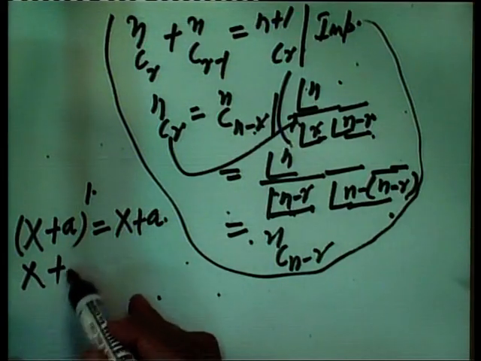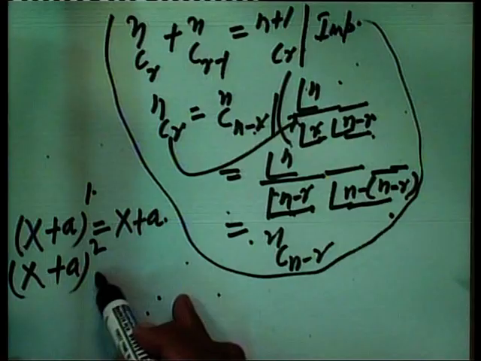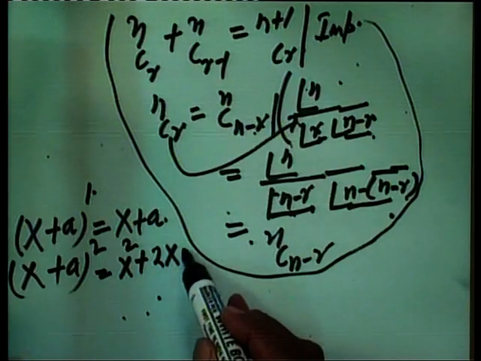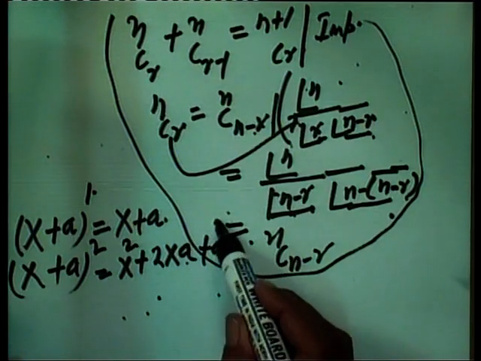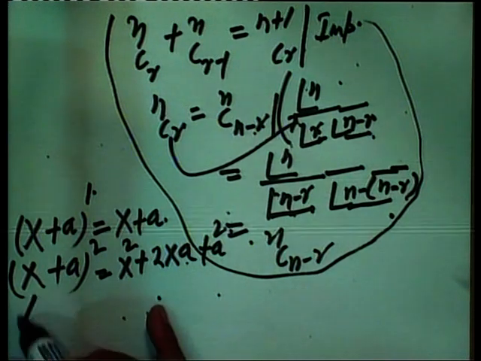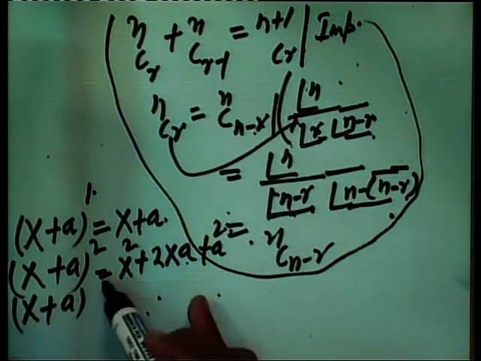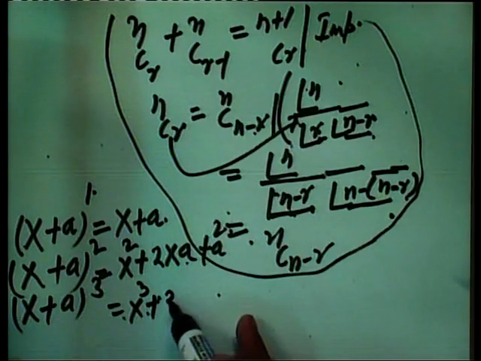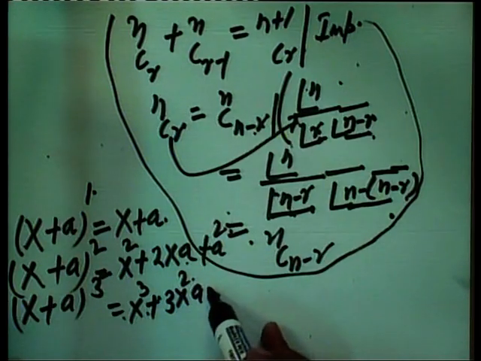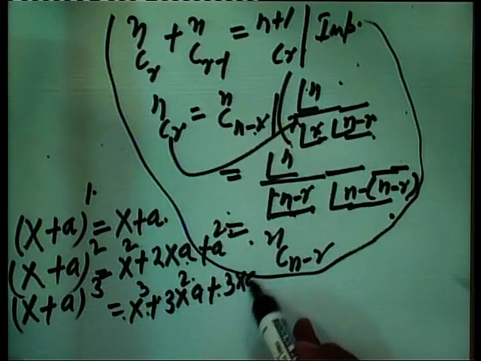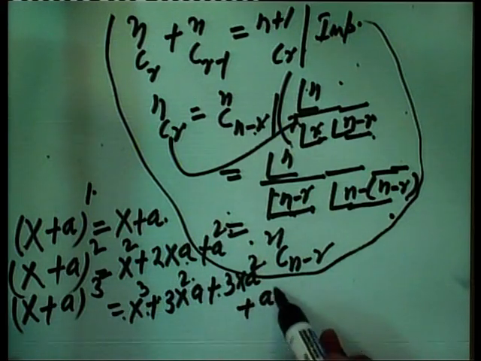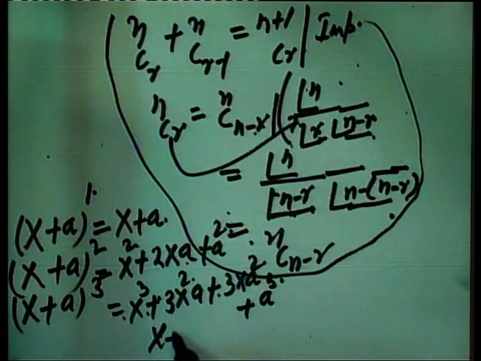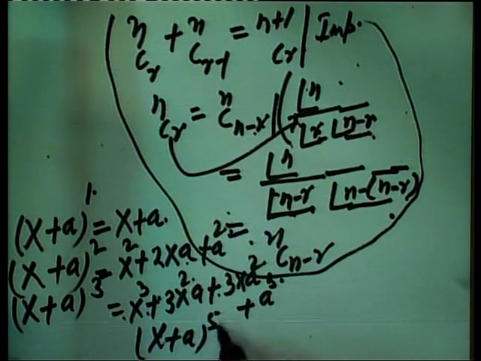Suppose I write (x + a) squared, then that is x squared plus 2xa plus a squared. Let me write one more, (x + a) raised to power 3. This is x cube plus 3x squared a plus 3x a squared plus a cube. Okay, you want to know what is (x + a) raised to power 5.